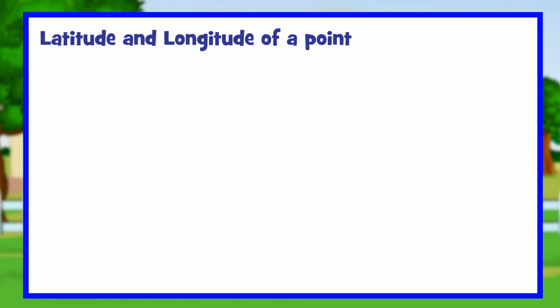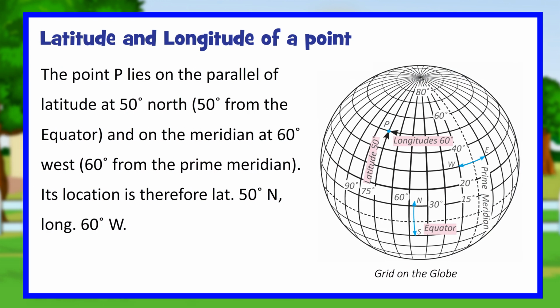Latitude and longitude of a point. The point P lies on the parallel of latitude at 50 degrees north, 50 degrees from the equator, and on the meridian at 60 degrees west, 60 degrees from the Prime Meridian. Its location is therefore lat. 50 N, long. 60 W.